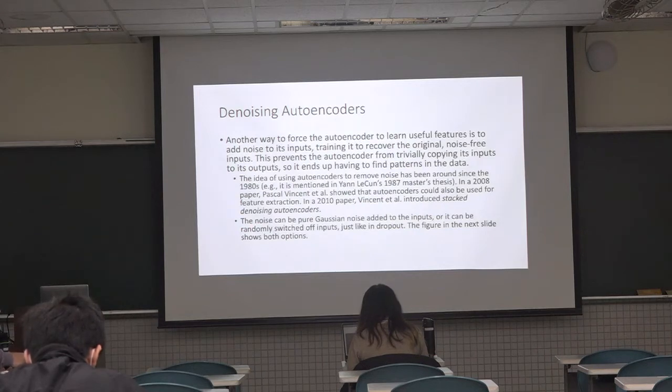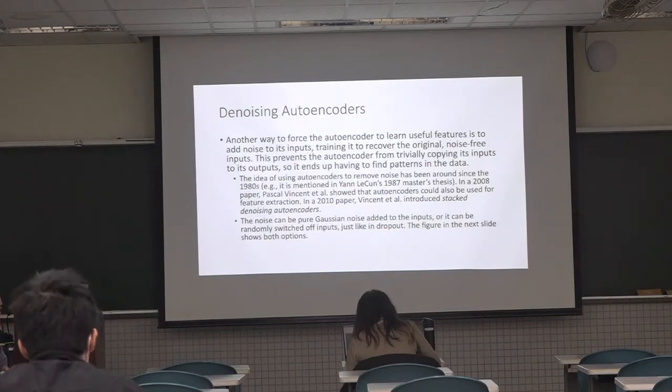Okay, so take a closer look at these two types of situation. It could be Gaussian noise. It could be randomly switched off input. So how do we implement randomly switching off input? We just use dropout, because we know dropout will randomly switch off a couple of nodes, right?